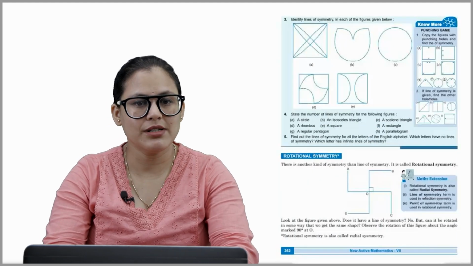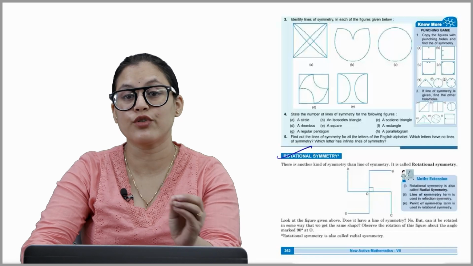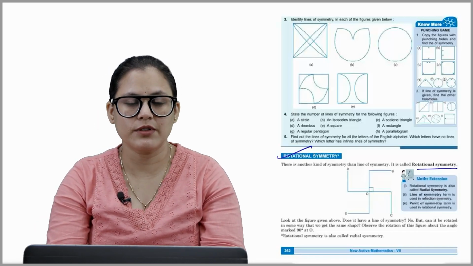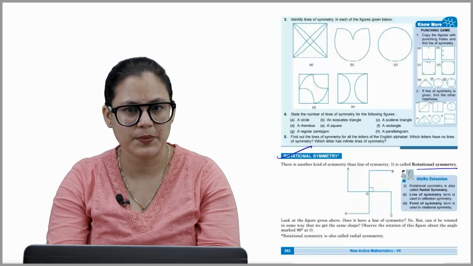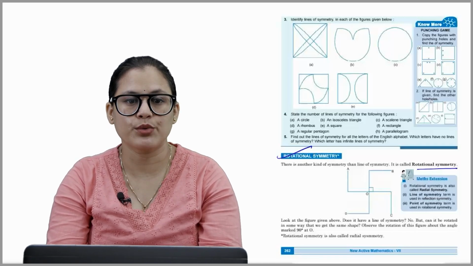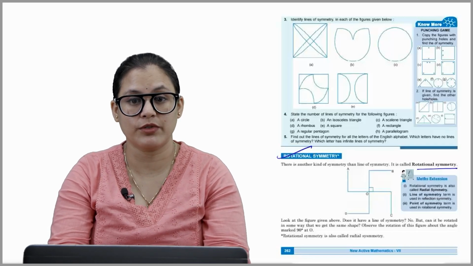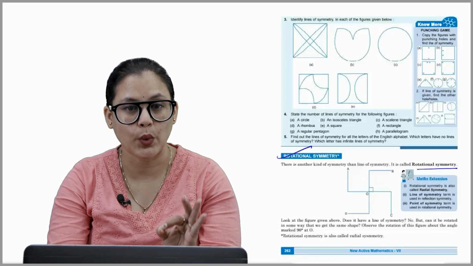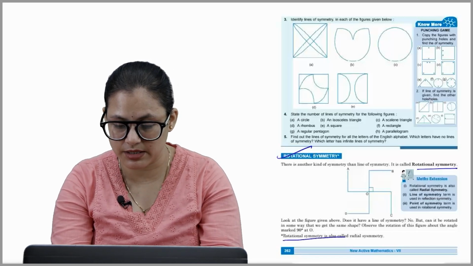Next, rotational symmetry. There is another kind of symmetry other than line of symmetry. It is called rotational symmetry. Look at the figure given above. Does it have a line of symmetry? No, but it can be rotated in some way that we get the same shape. Observe the rotation of the figure about the angle marked 90 degrees at O. Rotational symmetry is also called radial symmetry.